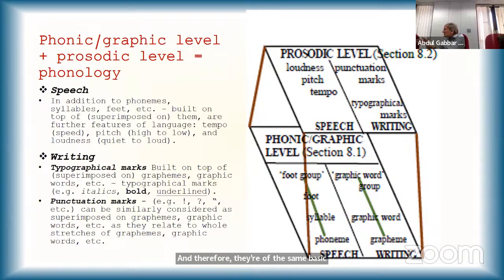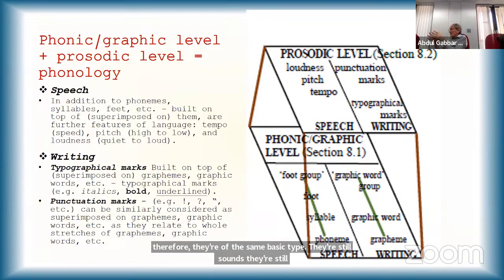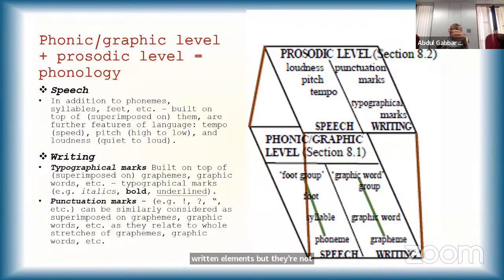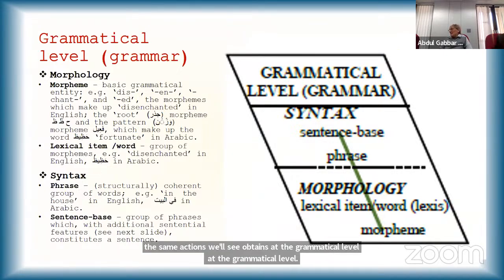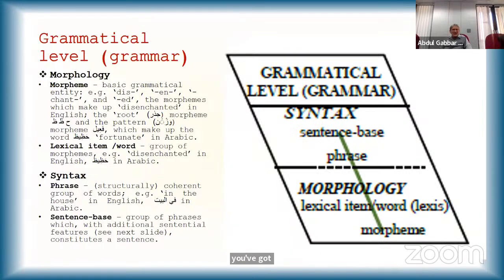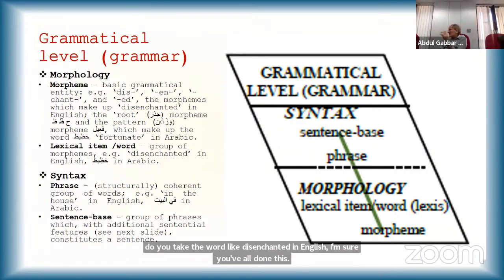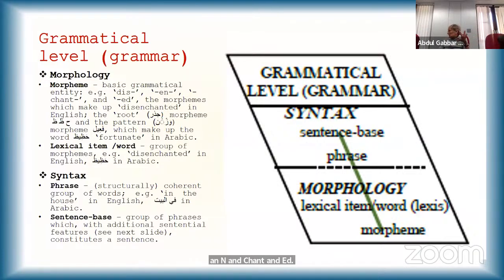They're still sounds, they're still written elements, but they're not dealing with little bits becoming more complex. They're additional material, if you like, which is on top of the individual elements and those combinations of elements. And the same action we'll see obtains at the grammatical level. At the grammatical level, the basic element is a morpheme. If you take a word like disenchanted in English, I'm sure you've all done this, you can split it up into dis and en and chant and ed. And those are individual elements making up a word.